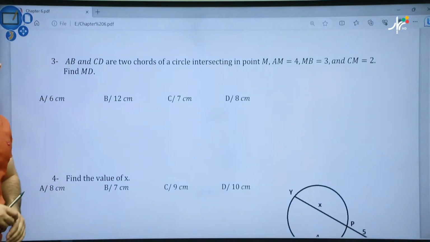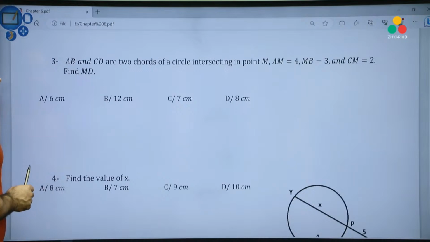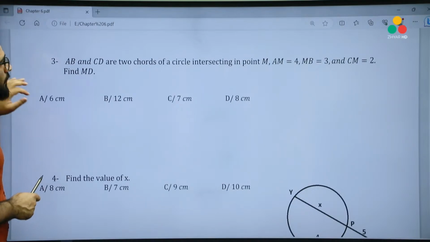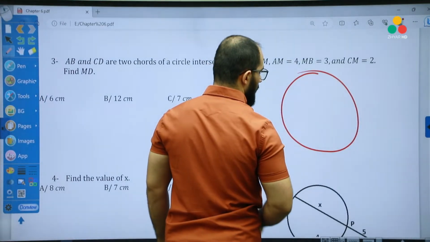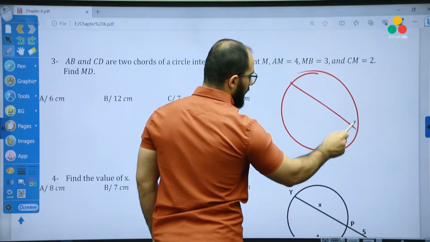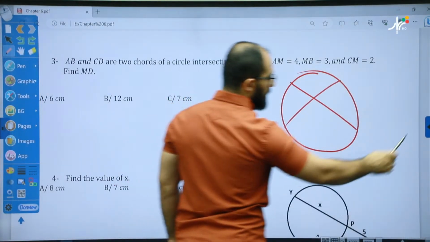Question 3, you have to be careful. This time we don't have the graph. You have to graph it. It says A, B, and CD are two chords of a circle. We have a circle, then we have two chords of the circle.